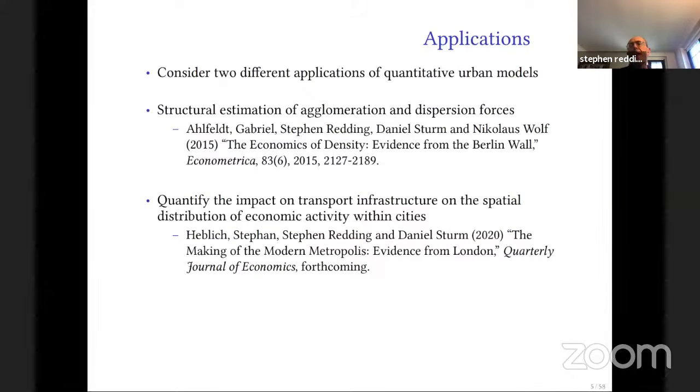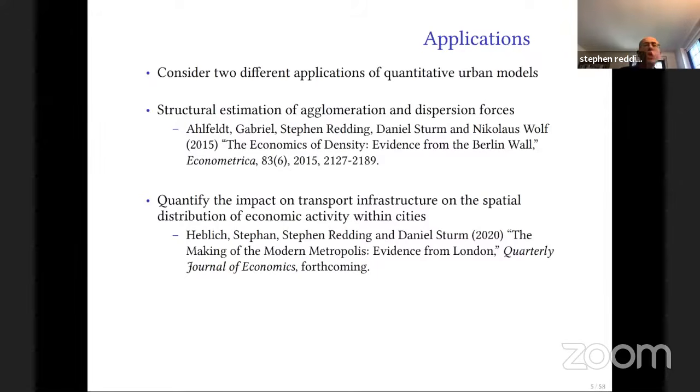And so the first application looks at the division of Berlin. The key idea in that application is to use the exogenous division of Berlin in the aftermath of the Second World War and its reunification following the fall of the Iron Curtain as a natural experiment, a source of exogenous variation to try to structurally estimate the strength of agglomeration and dispersion forces. And we'll see how one might go about doing that within one particular quantitative urban model.